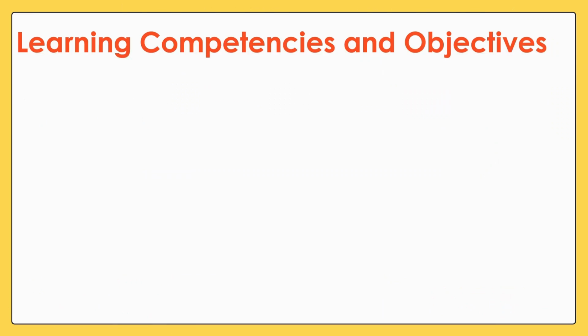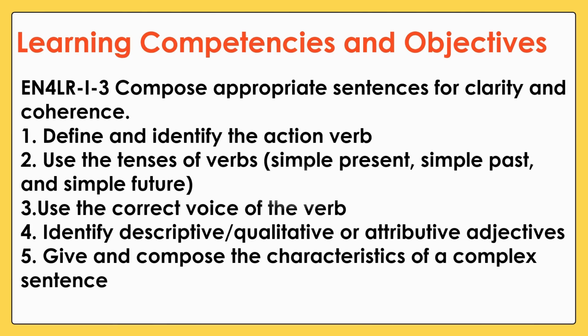Learning competencies and objectives. Compose appropriate sentences for clarity and coherence. Number 1, define and identify the action verb. Number 2, use the tenses of verbs, simple present, simple past, and simple future. Number 3, use the correct voice of the verb. Number 4, identify descriptive or qualitative or attributive adjectives. Number 5, give and compose the characteristics of a complex sentence.